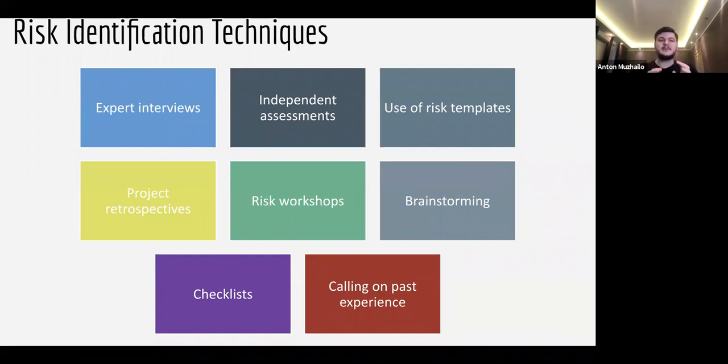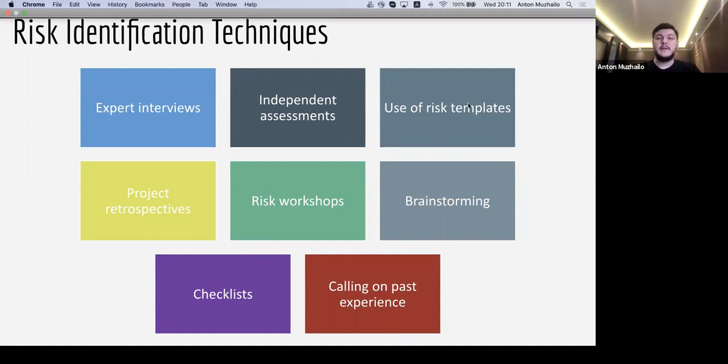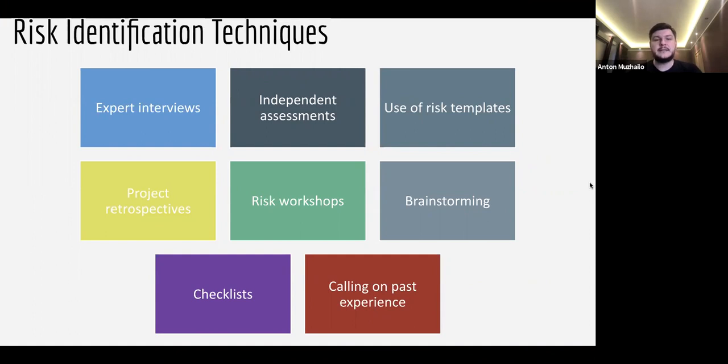So this is a little bit off topic example, but still it's pretty good. So another technique here is the risk workshops. What it's all about? It's another simple way to find the risks.